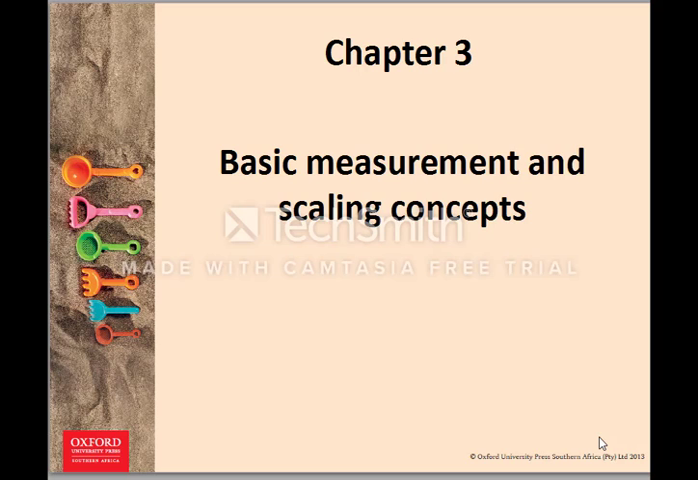So today we're going to look a little bit at measurement and scaling concepts. So the different ways we can measure, and then how we attribute measurements or values to variables. So how we attribute magnitude to variables, and that's scaling, or how we categorize or classify variables.